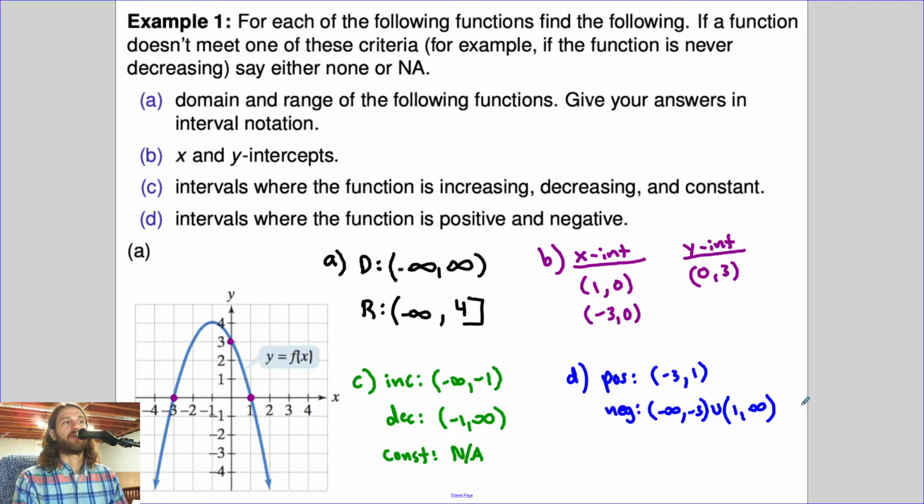Okay, I've gone into a little bit of detail with these. So on these next examples, I'm going to go a little bit faster.